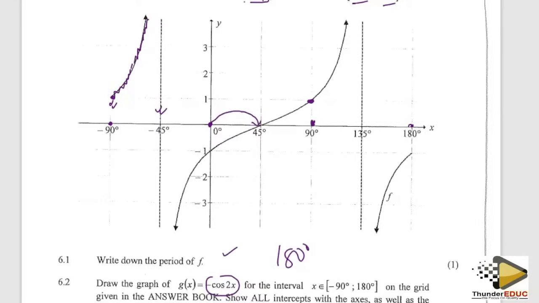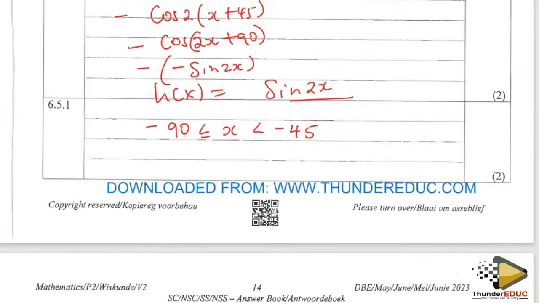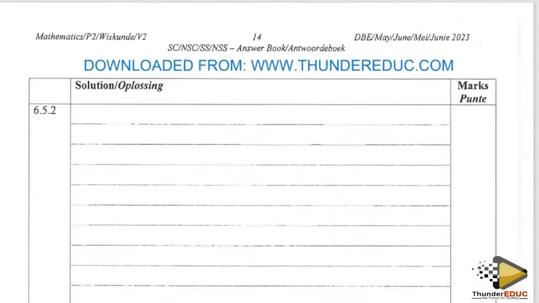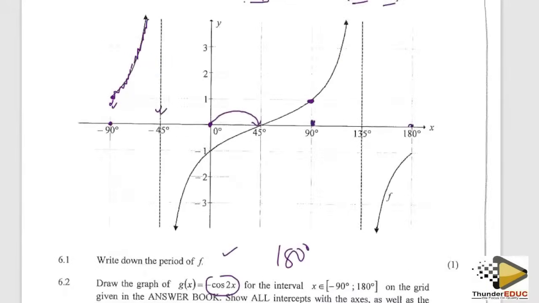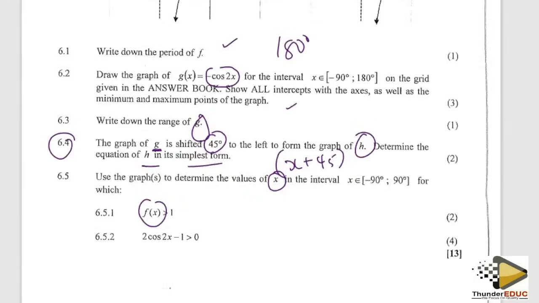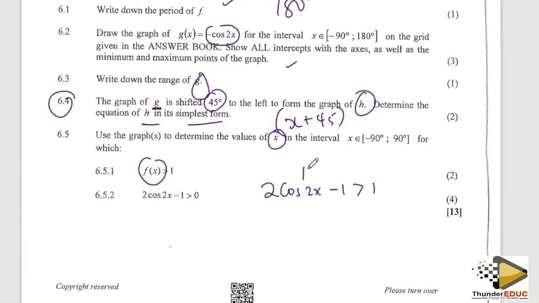Then the next question, 6.5.2. They're telling us that if we have 2 cos 2x minus 1 is greater than 1, for which values of x is that? So what I'm going to do is work around this and create the original. This is a 0. So I'll start by moving the one to that side.